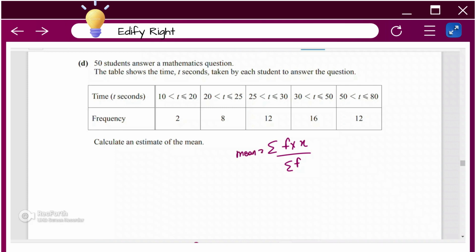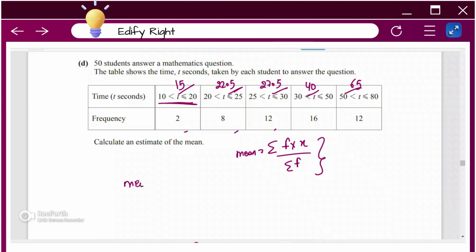Now if you observe, here the observation is not a singular value, it's a range in each box. So how do you get a single value? You just take the average of these two. So for here, the average is 15. And here the average is 22.5. Here it's 27.5. Here it's 40. And here it's 65. So now you have the values of x and you have the frequencies as well. So let's go ahead and use this formula to find out the mean.